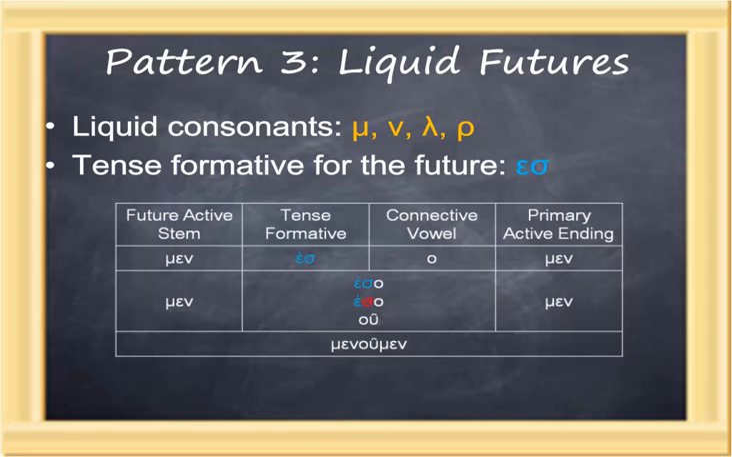So the first person plural future active form of meno is menoumen. It looks like an epsilon contract. It's not an epsilon contract, it's a liquid future. But because of the tense formative epsilon sigma and the contracting that occurs, it looks like an epsilon contract.